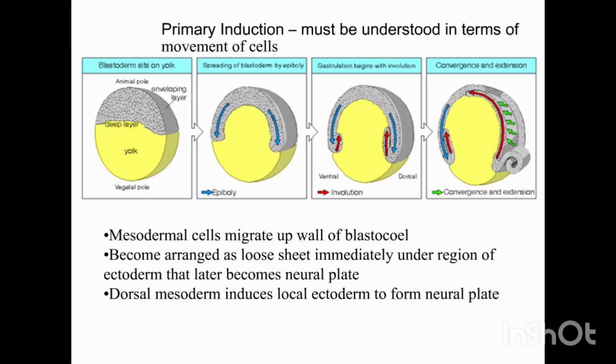Initially, it is primary induction. It must be understood in terms of movements of cells. This diagram clearly indicates the primary induction. Mesodermal cells migrate up the wall of the blastocoel. They become arranged as a loose sheet immediately under the region of ectoderm, which later becomes the neural plate. Dorsal mesoderm induces the local ectoderm to form the neural plate.